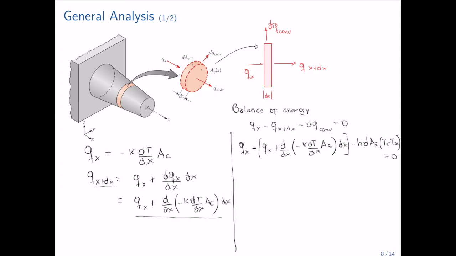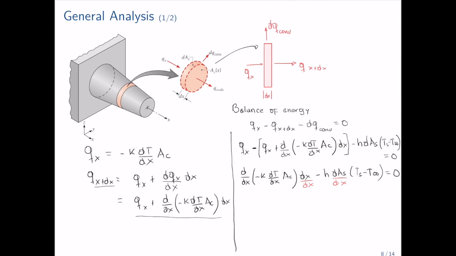So now let's have a look at these first two terms. So Q of x is going to be cancelled, and so we have just these two terms. So it will simplify to the derivative with respect to x of minus k dT/dx multiplied by the cross-sectional area and multiplied by dx, minus h, the surface area, multiplied by the temperature of the surface minus the temperature of the fluid around, T infinity. So that should be equal to 0. Now let me divide by dx. If I divide by dx, this will cancel and this will cancel.